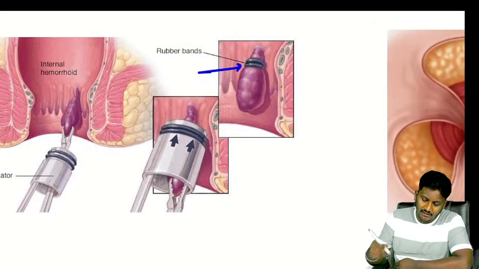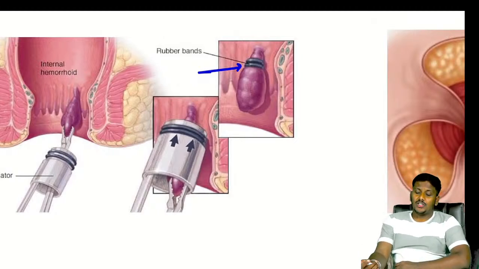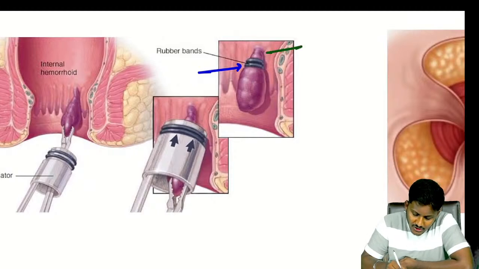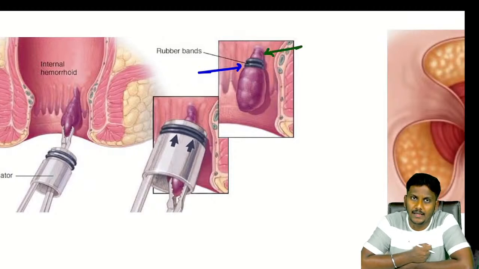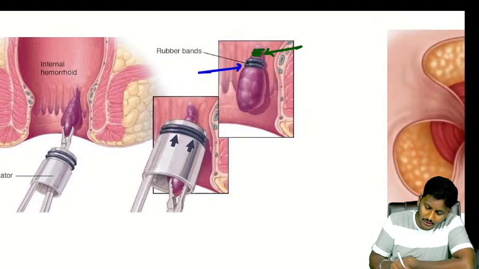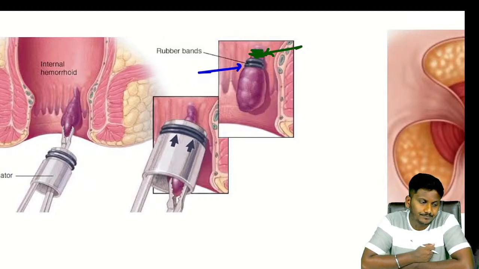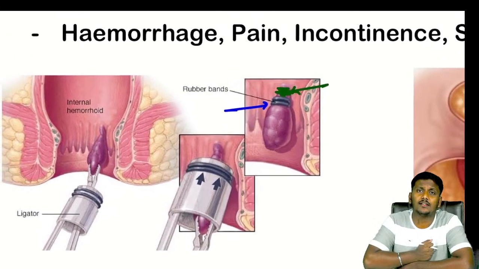Okay? And if banding is done, and still the patient is having the problem, then you can inject a sclerosing substance in the base of hemorrhoid. Why? Because once we inject a sclerosing substance at the base of hemorrhoid, again there will be fibrosis, which will cut off the blood supply of the hemorrhoid, and then the hemorrhoidal mass is going to shrink. That is what is done. That is known as sclerotherapy.